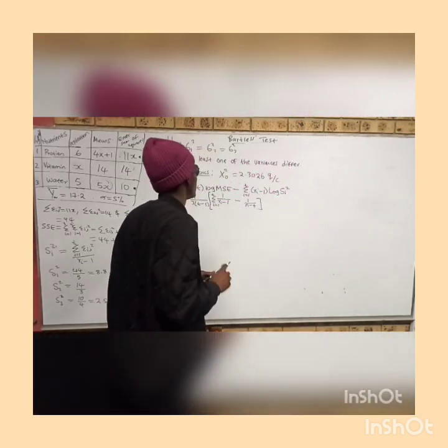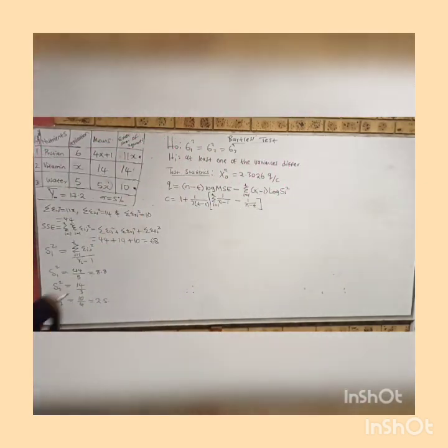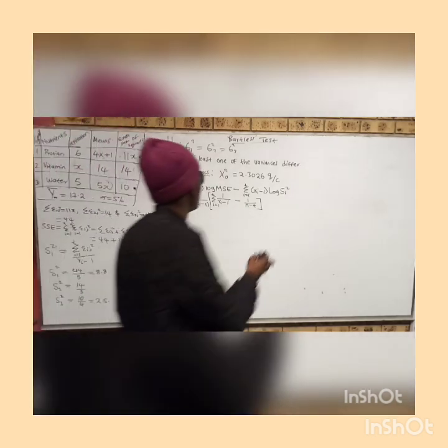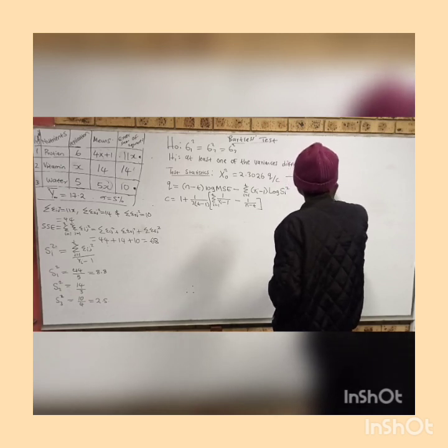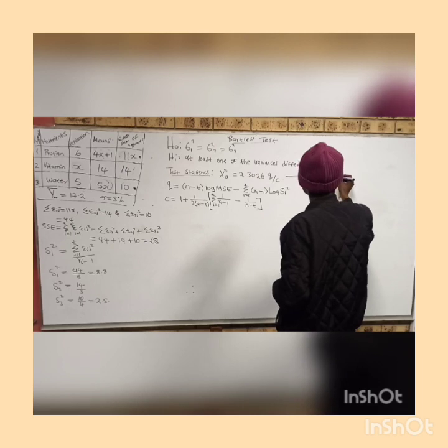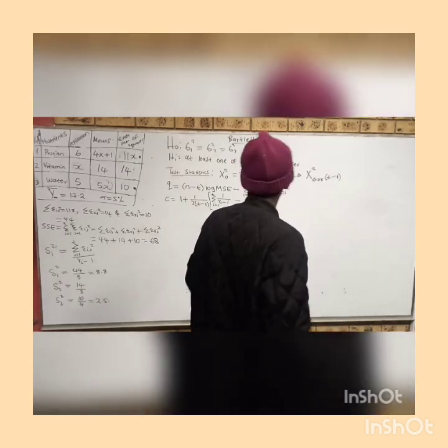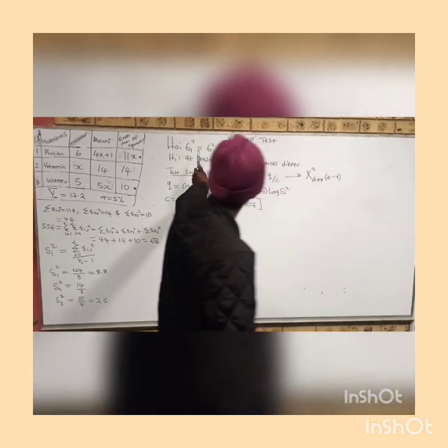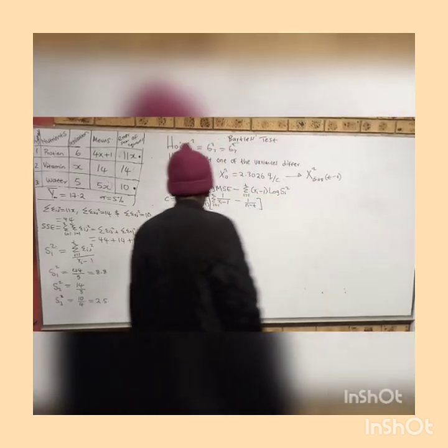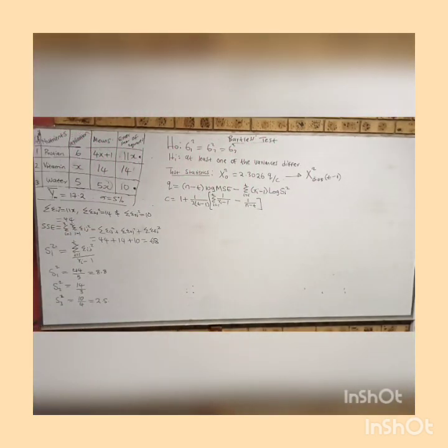Then we also have our alternative, H1: at least one of the variances differs. We are going to compare this value with the chi-square tabulated at 0.05 with degrees of freedom t minus 1. If we find that our value is less than this, we fail to reject, but if it's greater, we reject. That is the normal way of doing things, so we can proceed.